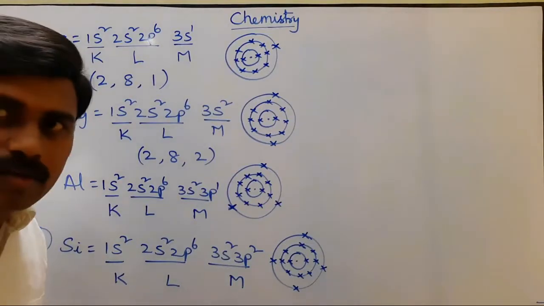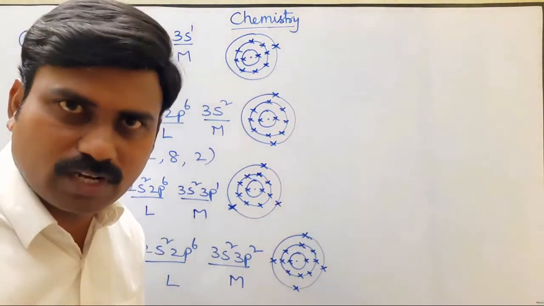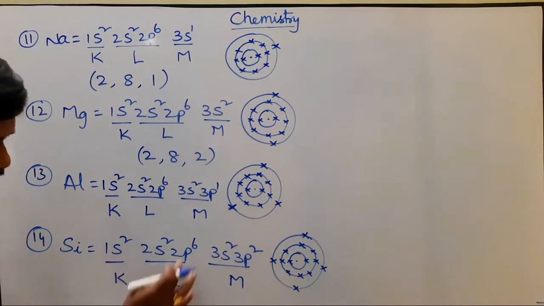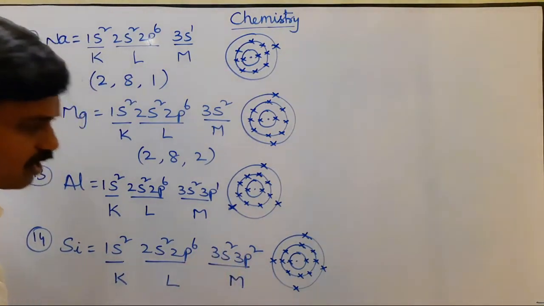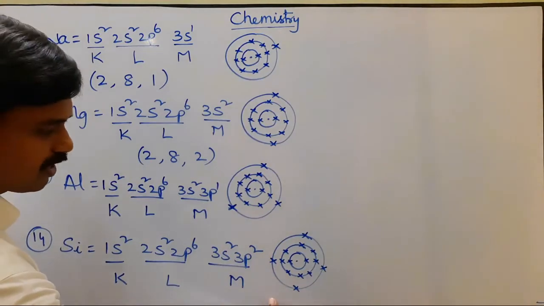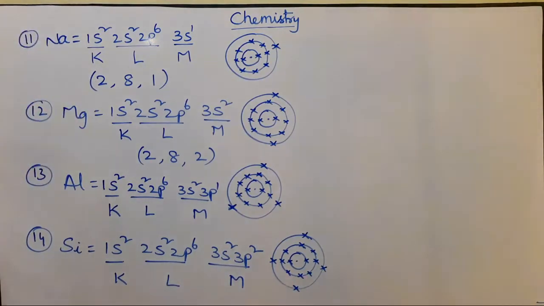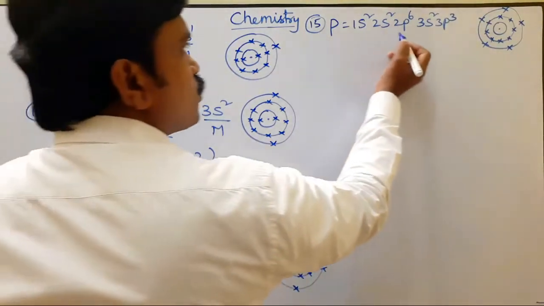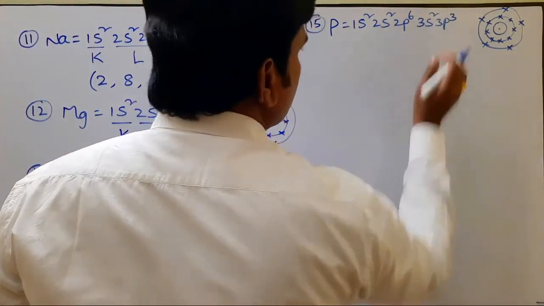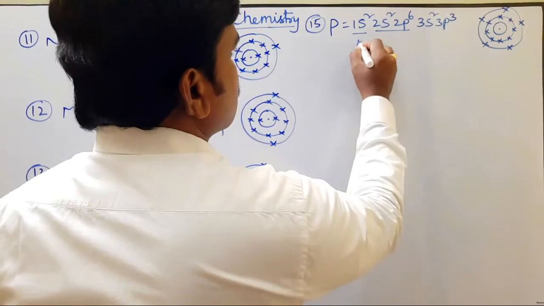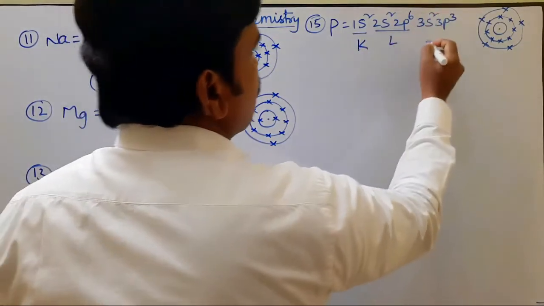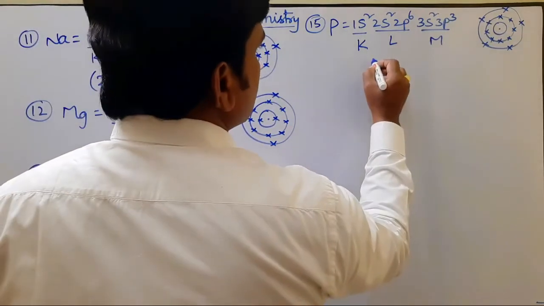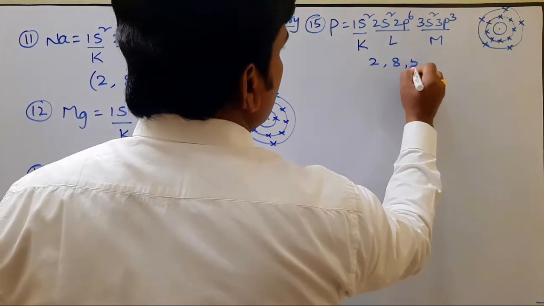The next element is silicon. Silicon's atomic number is 14. It has 14 electrons. So look at the electronic configuration of silicon. The K shell has 2 electrons, the L shell has 8 electrons and the M shell has 4 electrons. So this is the geometrical representation of silicon. Next, the 15th element is phosphorus. Its electronic configuration is 1s2, 2s2, 2p6, 3s2 and 3p3. The K shell has 2 electrons, the L shell has 8 electrons and the M shell has 5 electrons. So the shortcut electronic configuration we can write is 2, 8, 5.